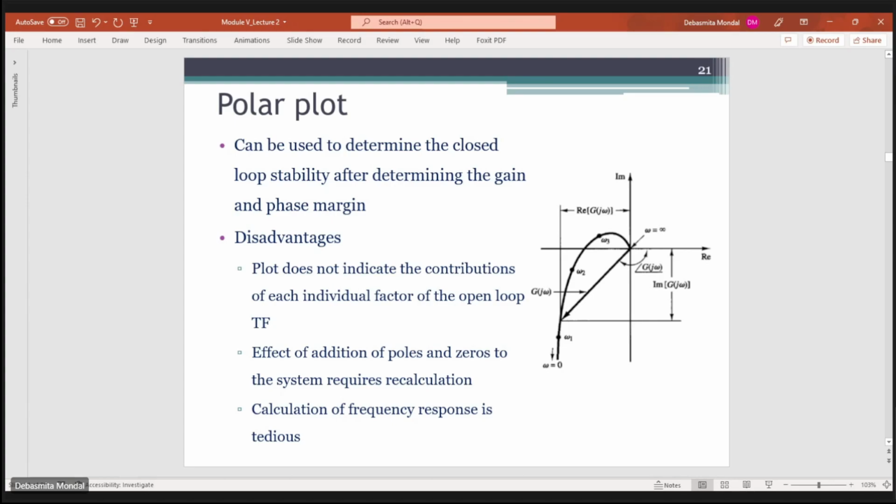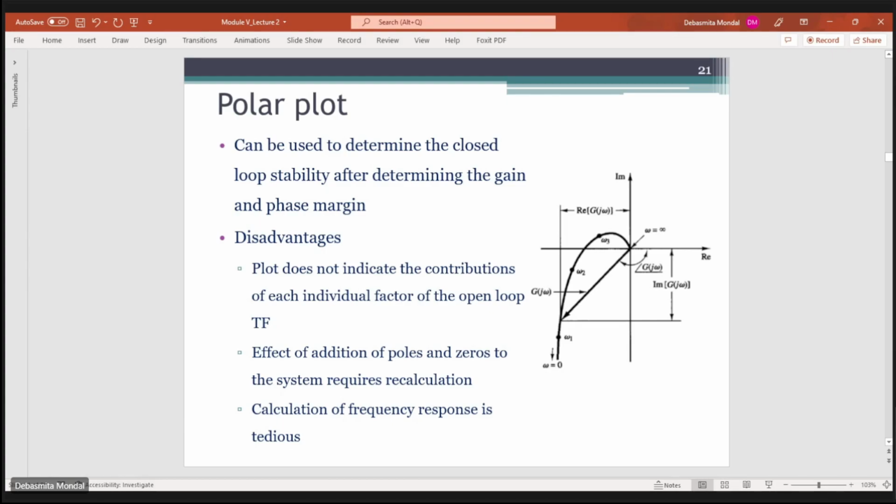But there are certain limitations of using a polar plot also. Just by seeing a polar plot, it doesn't indicate the contribution of the individual factors present in the open loop transfer function. In the case of a Bode plot, if your open loop transfer function has multiple factors, like a pole or zero at the origin, some first order factor, some second order factor, the effect of those factors on the frequency response can be obtained from the Bode diagram, but that kind of information cannot be obtained from a polar plot.